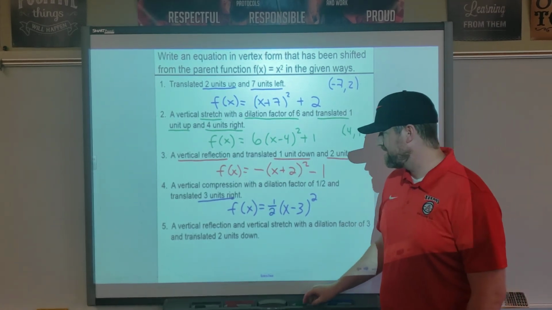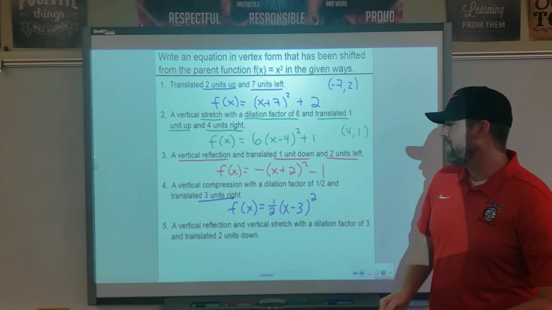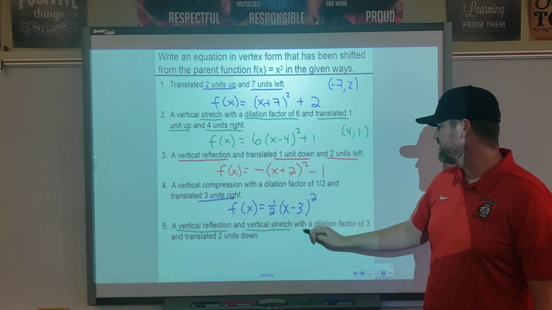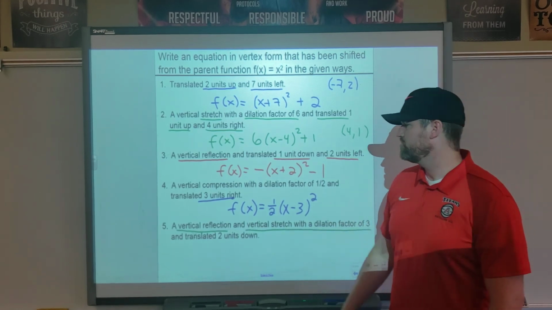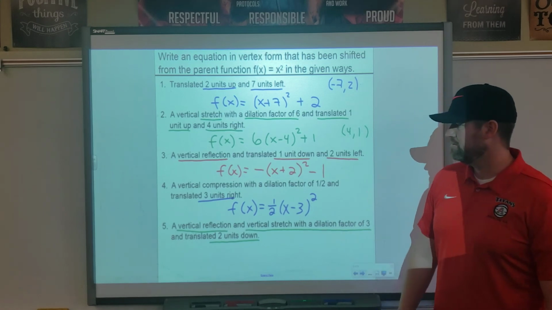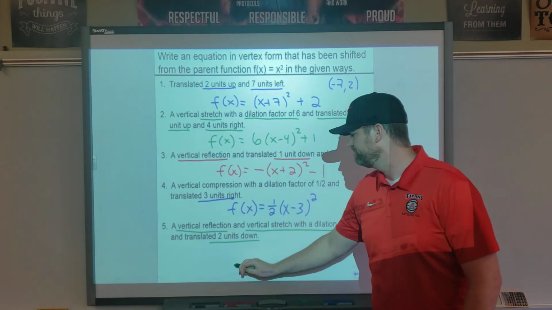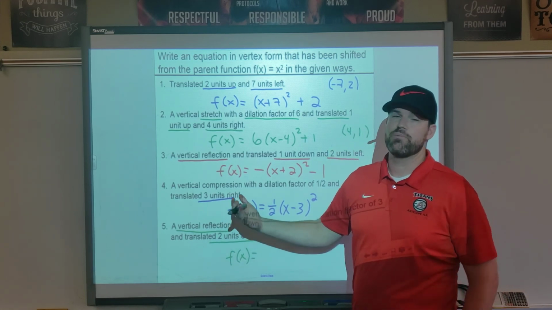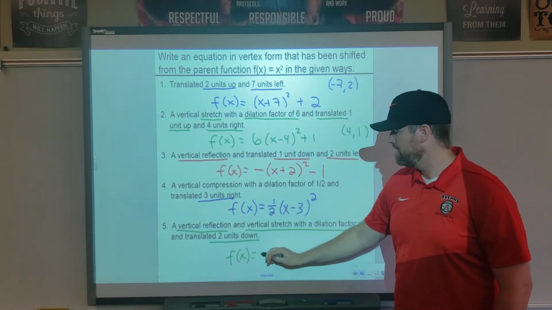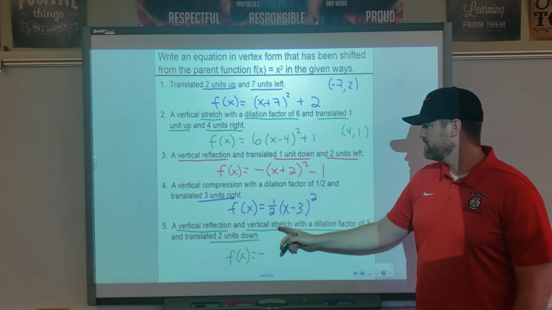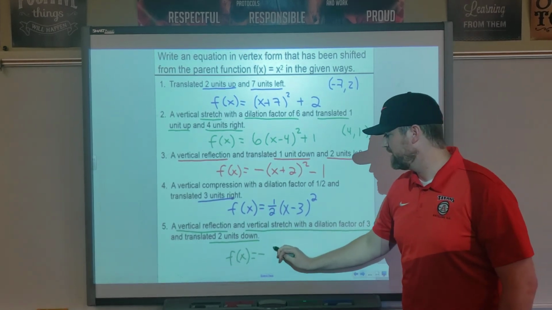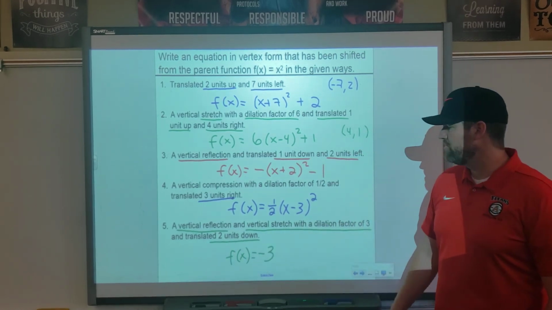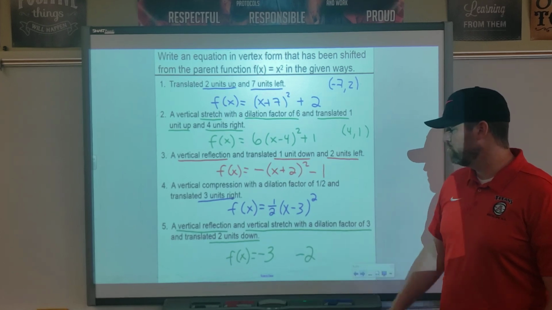All right, last example. A vertical reflection, a vertical stretch with the dilation factor of 3, and translated 2 units down. Okay, so we've got 3 things we need to do. First thing, how do we make it reflect? Well, we make our A negative. If we wanted to have a stretch with a factor of 3, we put -3. And if we want to have it go 2 units down, that means at the very end we need -2.